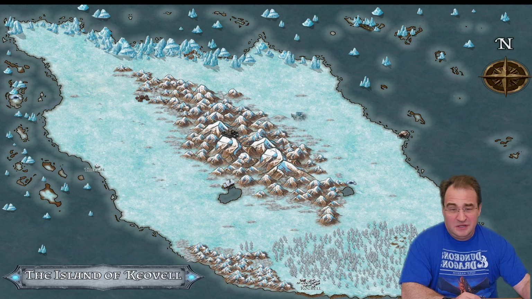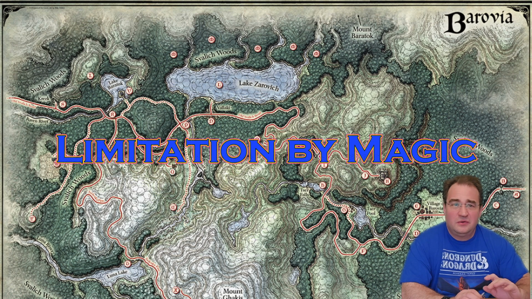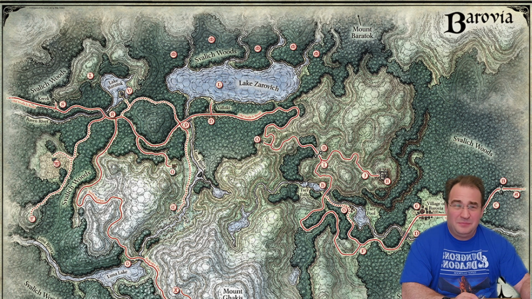What limitations can you use? The first limitation is by magic. The mists around Barovia, the realm of Strahd, are an example of that. Example, regardless what the players do, they cannot walk through the mists unless they have defeated Strahd. So that is a limitation by magic.